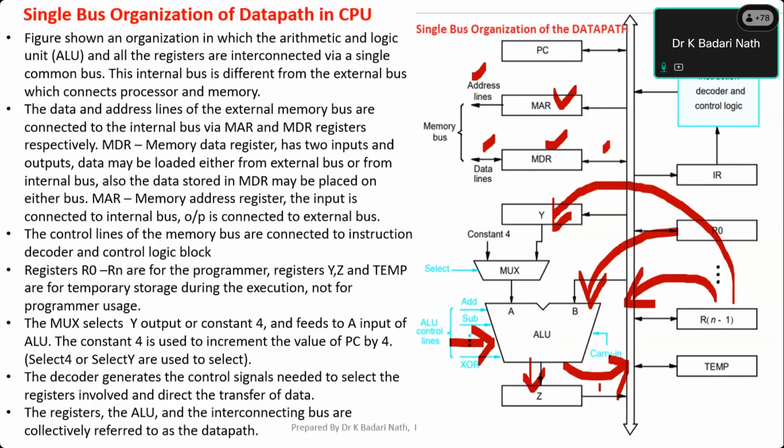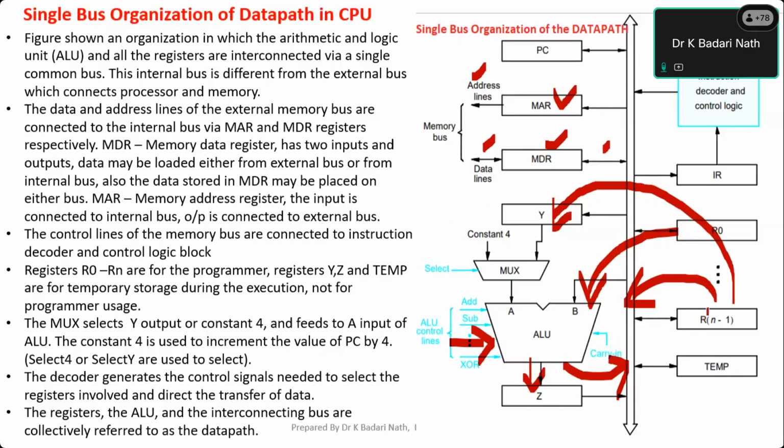Now, let's understand the performance, or how we are able to use it. Whenever multiple blocks like this, for example multiple registers, are connected to the bus, MDR is connected to the bus, MAR is connected to the bus, IR is connected to the bus, so many units are connected to the bus directly. At a time, only one source and one destination should use the bus.